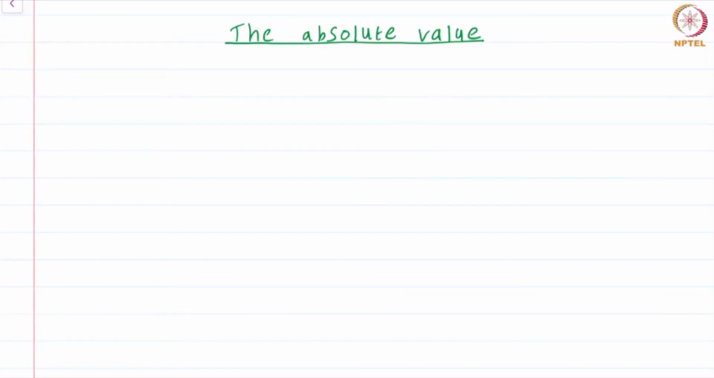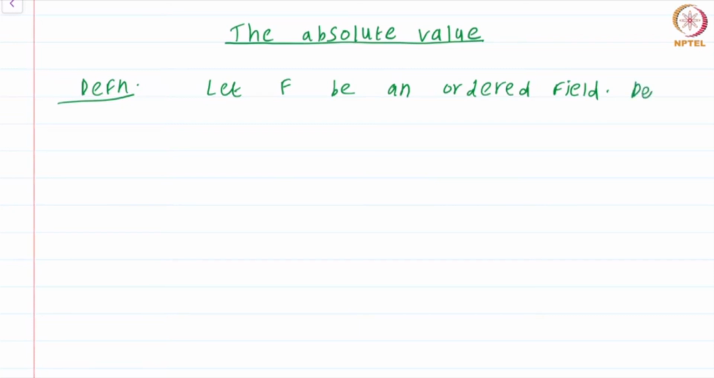We begin with the definition. Let F be an ordered field. Define the absolute value function, denoted modulus, from F to F.